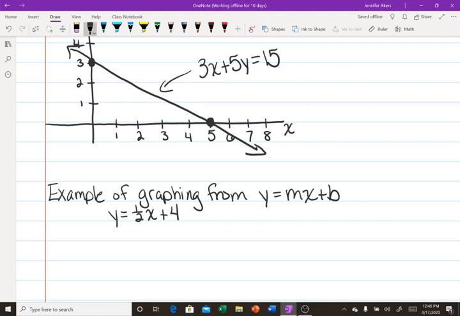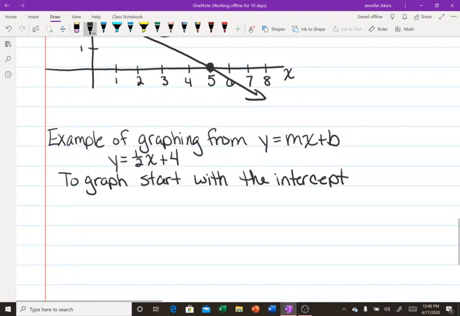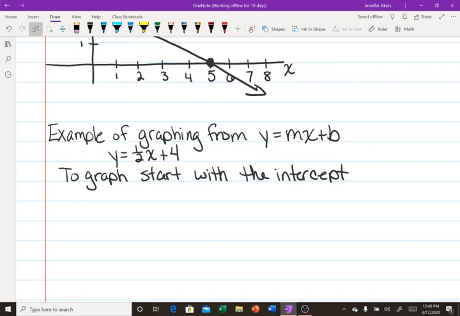To graph this, start with the intercept. You always want to start with a point that you know. In slope-intercept form, the point that you know is the intercept, specifically the y-intercept. So our y-intercept here is 4, so that occurs at the point (0, 4).